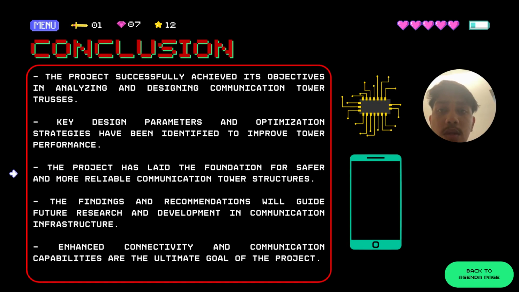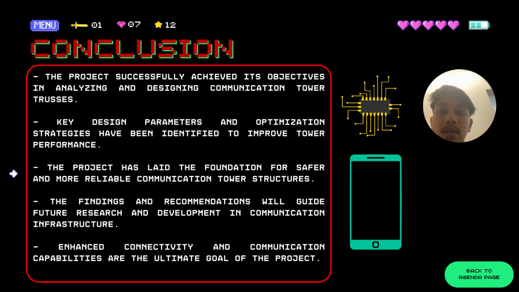Okay, next we go to the conclusion part. First, the project successfully achieved its objective in analyzing and designing communication tower trusses. Next, key design parameters and optimization strategies have been identified to improve tower performance. Next, the project has laid the foundation for safer and more reliable communication tower structures. After that, the findings and recommendations will guide future research and development in communication infrastructure.